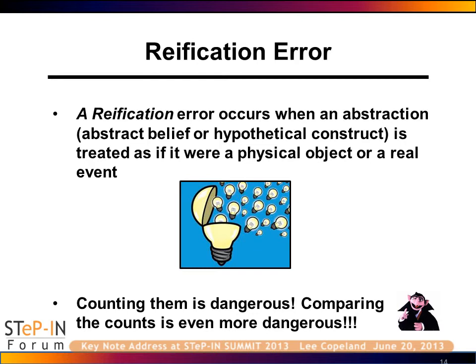How many ideas did you have today? 6. How many ideas did you have today? 10. Ooh, who's the better thinker? All right. Reification is when we start treating something as a physical object, and we start attributing, we try to start measuring things. Counting those is dangerous. That's where the little count guy comes from. And then comparing those counts, like 6 and 10, is even more dangerous.